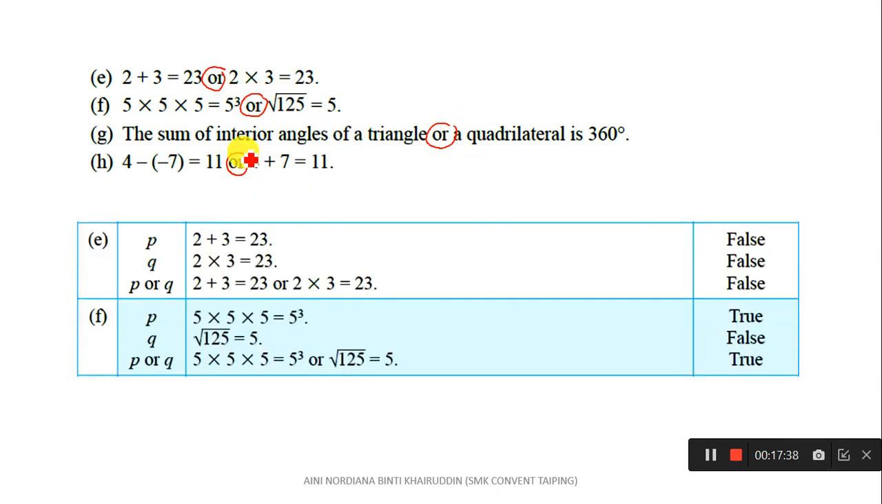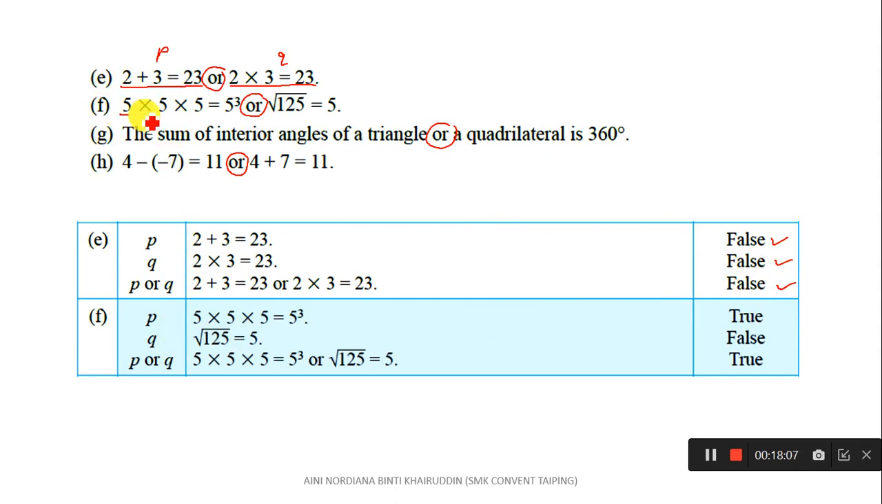Okay. So, this is P and this is Q. P, Q. 2 plus 3 equals 23. This is a false statement. The second statement is also false. So when you use the word or, it becomes a false statement.